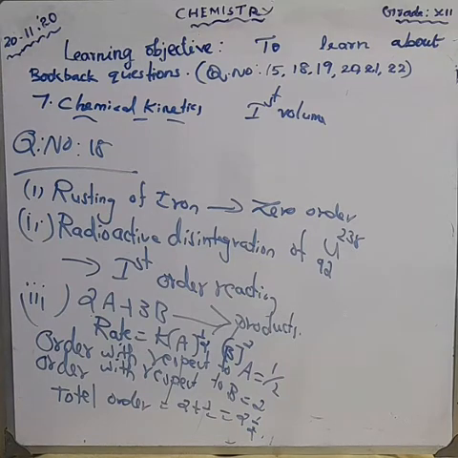What is the next question? A gas-phase reaction has energy of activation 2000 kilojoules mole inverse. If the frequency factor of the reaction is 1.6 into 10 raised to 30 second inverse, calculate the rate constant at 600 Kelvin. That's the question.